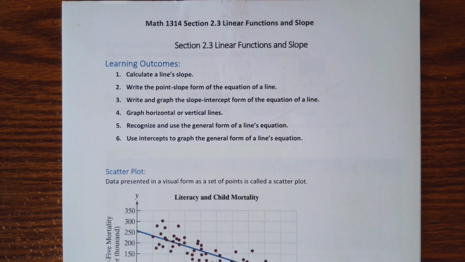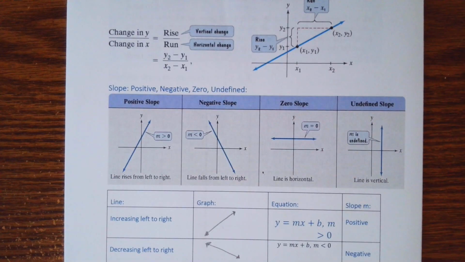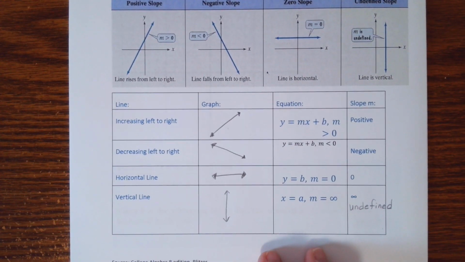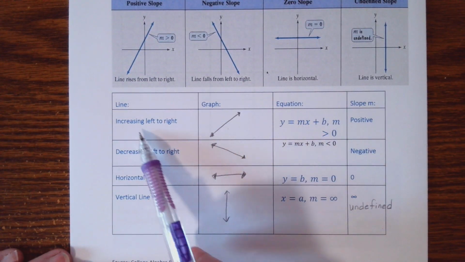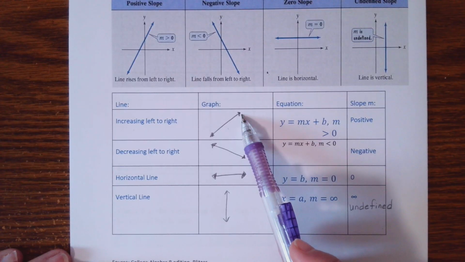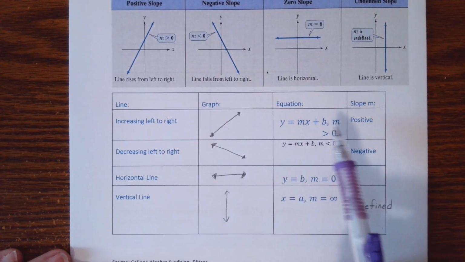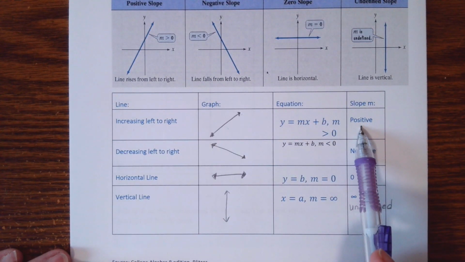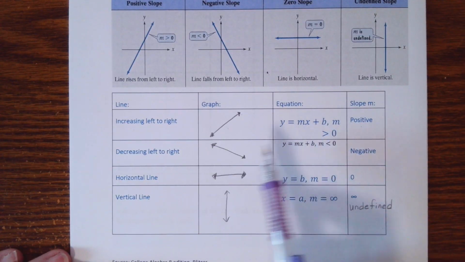Right. In this video, this is section 2.3, linear functions and slope. If you would go to your second page, down here where it has the table, let's fill in the graph. So this is increasing from left to right. So this graph would look like an increasing line, and we would consider this slope would be positive.